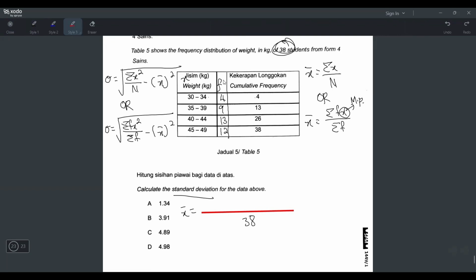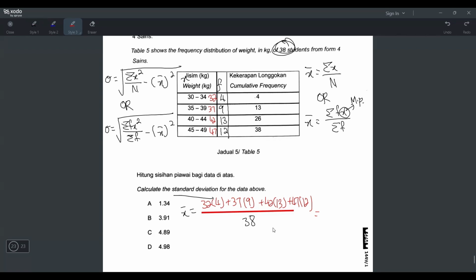So the midpoint will be, I write using red color, 32. How to find midpoint is you take 30 plus 34 divide 2. Same with this, 35 plus 39 equal dulu baru divide 2. So let me press my calculator. Okay, 37, right? And then do the same here, you get 42, this one is 47. Now it's time to take midpoint times frequency, 32 times 4 plus 37 times 9 plus 42 times 13 plus 47 times 12, right? Just ambil midpoint darab frequency semua, and then jumlahkan semua, and then bahagi total.